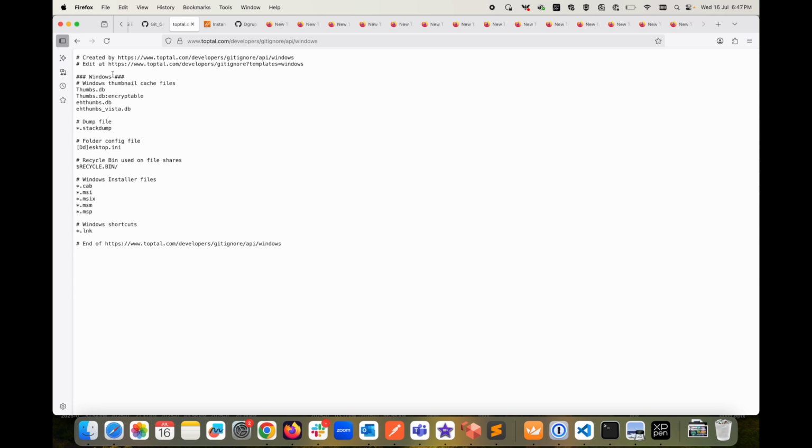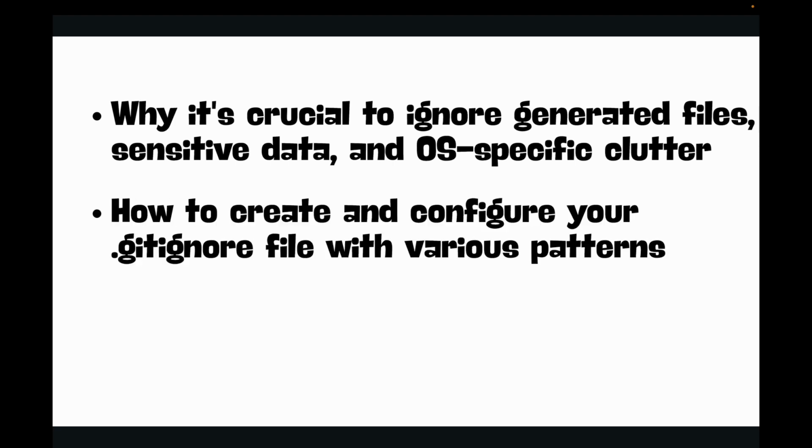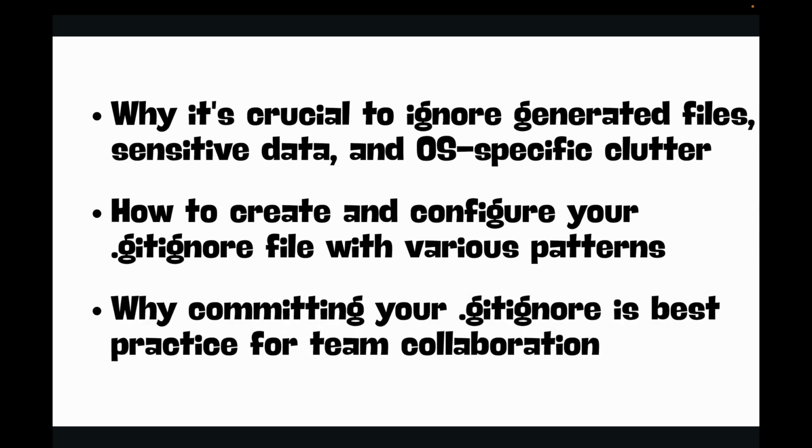So you've just learned how to wrangle unwanted files with the .gitignore file. You now understand why it's crucial to ignore generated files, sensitive data, and OS specific clutter, how to create and configure your .gitignore file with various patterns, and why committing your .gitignore is best practice for team collaboration. This simple file makes a huge difference in keeping your repositories clean, focused, and secure.